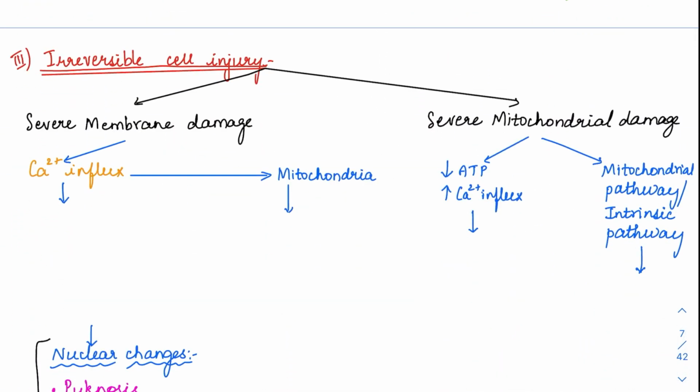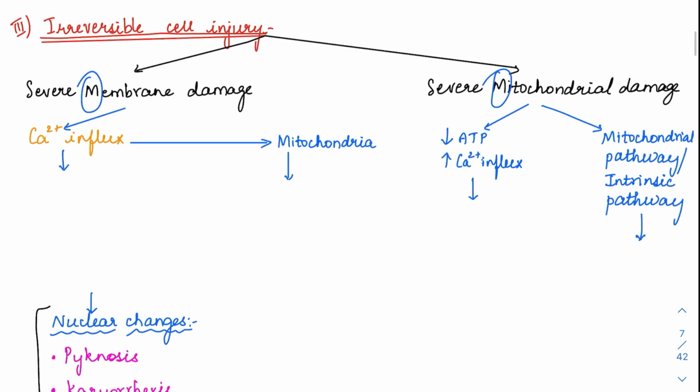Then if the injurious stimulus is persistent, what will happen? The cell will undergo irreversible cell injury. So in irreversible cell injury, you need to remember two damages. Both are M's. So there is going to be severe membrane damage and severe mitochondrial damage. When the membrane is damaged, calcium from outside is going to enter. So there is going to be increased calcium influx, and when calcium is entering the cell, it is going to activate various enzymes. So enzyme activation will take place.